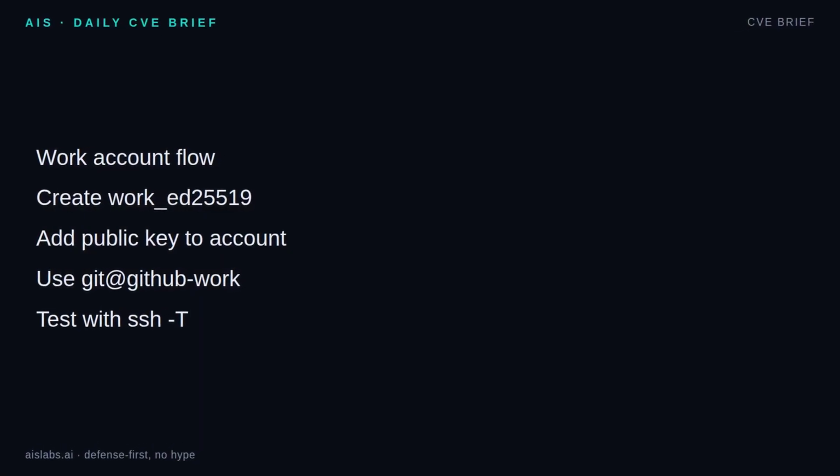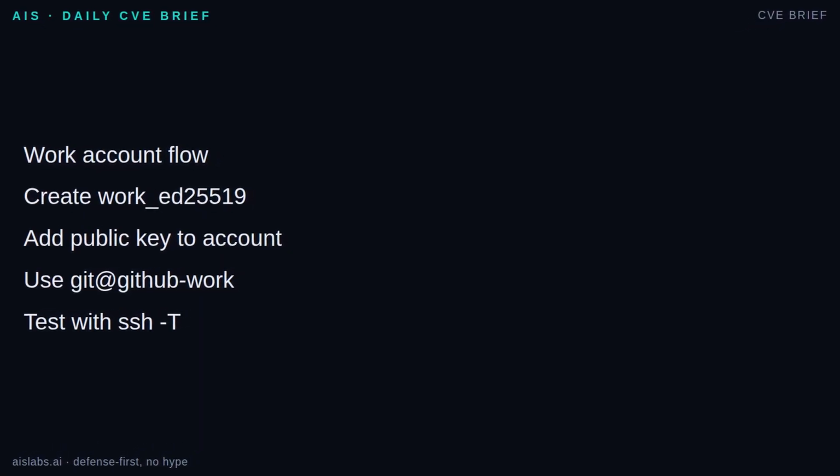A clean work setup looks like this. First, generate a dedicated key named work_ed25519 and keep the private file in .ssh. Add the .pub file to your work Git account, not your personal account. Add the Host github-work block we just walked through. Then change the repository remote to use the alias. git remote set-url origin git@github-work:org/repo.git. Now test with ssh -T git@github-work. On GitHub, the successful message says you authenticated and that shell access is not provided. That is fine. Git over SSH can still work.